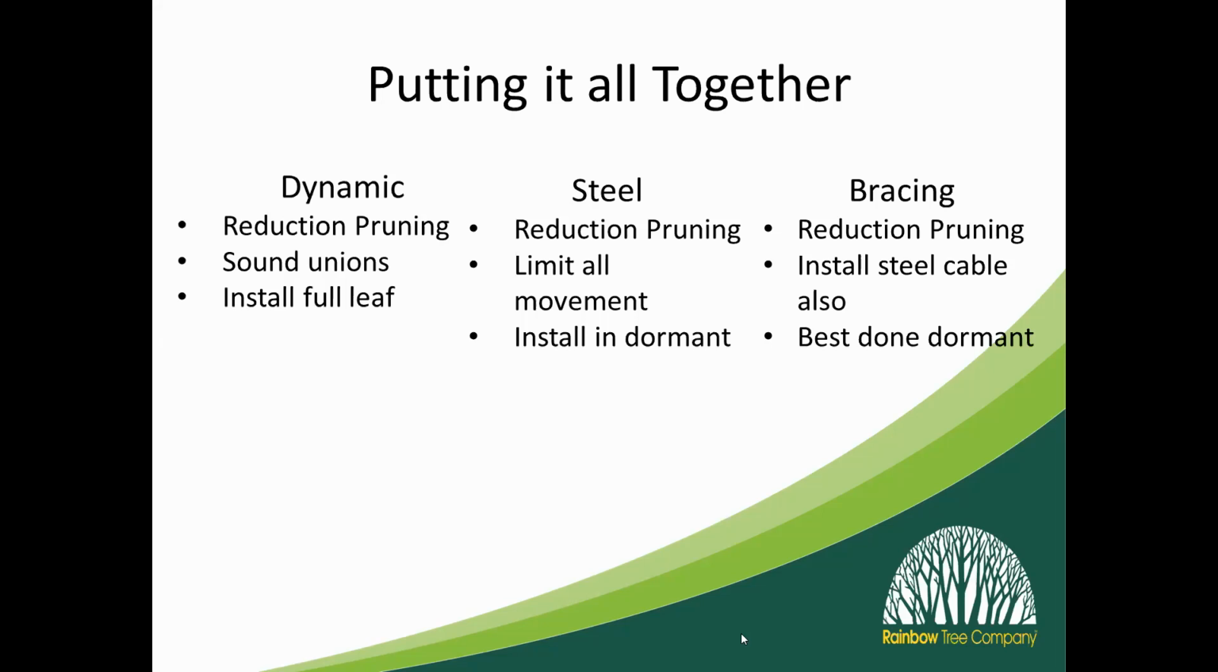Reduction pruning, because it'll greatly reduce that load. When choosing between dynamic and steel, we need to consider the conditions of the union we are trying to support. So dynamic cables should only be used to support sound unions that might fail should there be an out of the norm load due to wind or snow, or maybe overextended limbs. The union's fine, but it's been pruned up so many times, it's overextended, it's lion's tailed. We might need to support that. But we still want things to move, right?